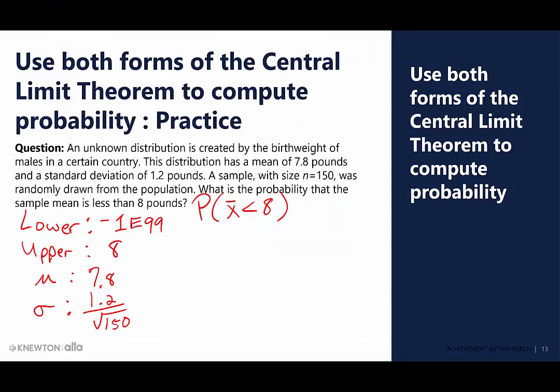Probability of 0.979. So that means it's very likely that we're going to get a male birth weight that's less than 8 pounds. Okay, that's really, really close to 100%. I mean, it's almost certain. Okay, so actually that's it for us. So hopefully this will help you guys out with the homework when it comes to applying the central limit theorem and using that central limit theorem to calculate probabilities of unknown distributions.